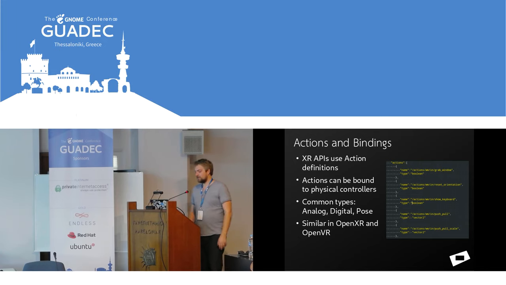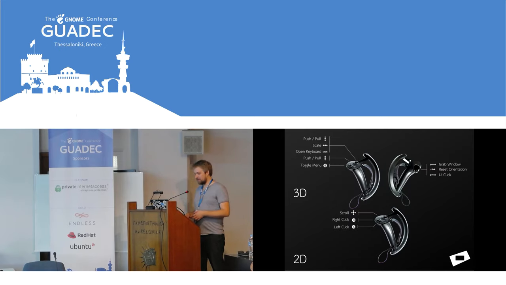In OpenXR, it's quite similar. So the actions are independent of the actual bindings. So in my application, I don't say, hey, I want to put the grab on button A, but I say, here's the grab action, and it has to be bound to an analog button. The mapping, the binding, can actually also be modified by the user, but we try to implement sensible default bindings.